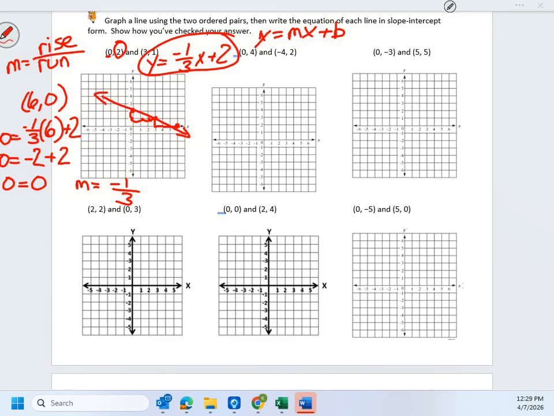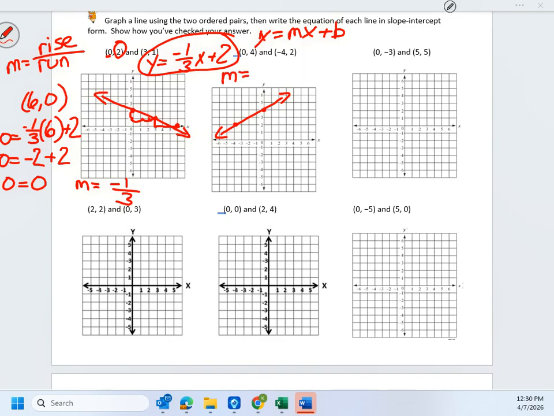Let's do another one together. We've got 0, 4 and negative 4, 2. What's my first step? Finley. Plot the ordered pairs. 0, 4, negative 4, 2. What's my next step? I know Colton knows, I know Henry knows. Who else knows? What do I find next? Ellen? Find the slope.